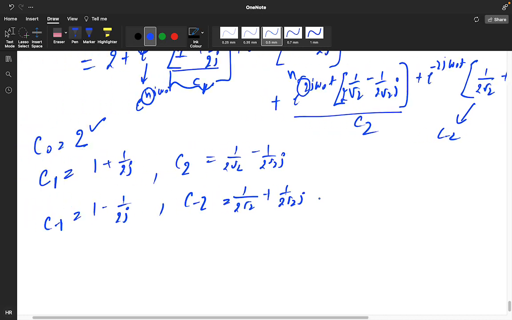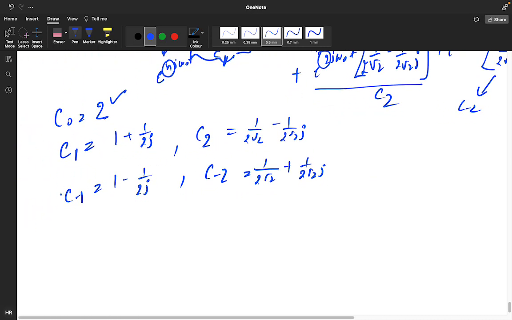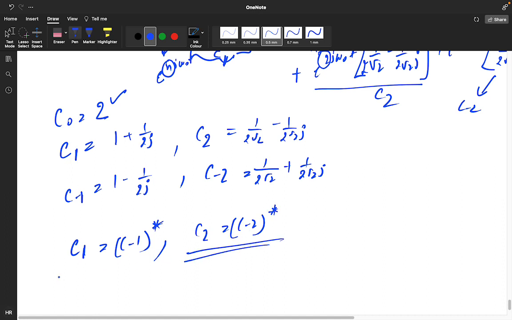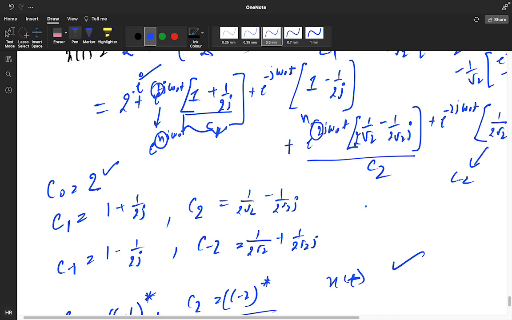Okay, what is the common thing? C of 1 is the conjugate of C of minus 1, and C of 2 is the conjugate of C of minus 2. So what is the meaning of this? Your x of t signal is a real signal. So C0 you got, C1 you got, C of minus 1 you got, C of 2 you got. You got the result.